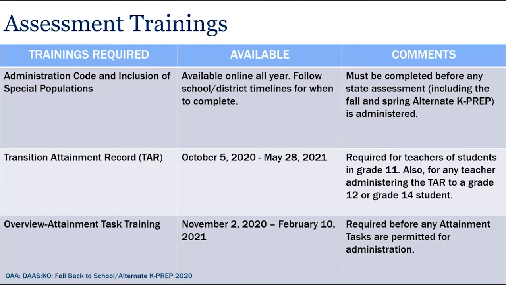The first training for this year will be for high school teachers who administer the Transition Attainment Record, or TAR. That training will release on October 5th. The Overview Attainment Task training will release November 2nd. Typically, most years, that is when it ends. It will remain open from November 2nd until February 10th. This training is required for any teacher who will administer the operational field test attainment task in February and April 2021.